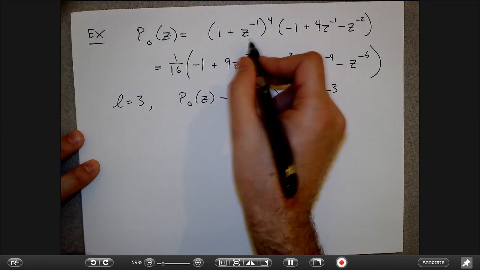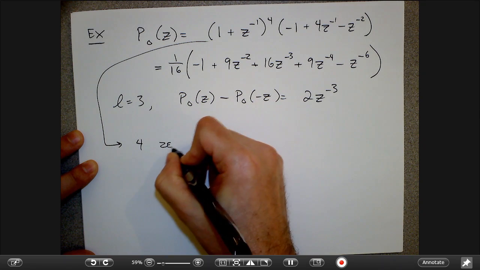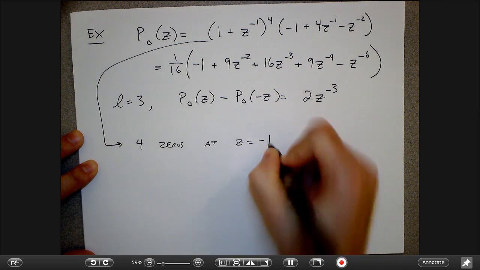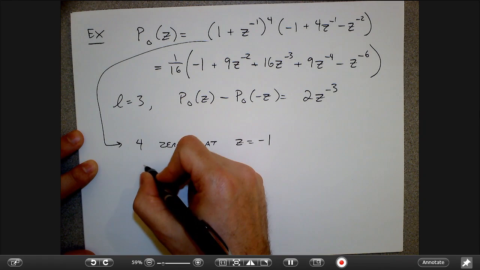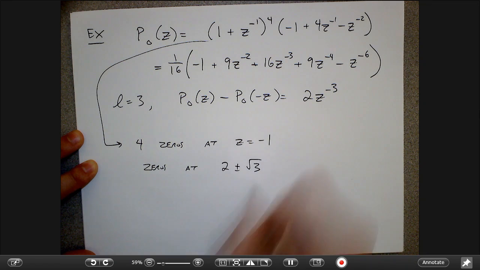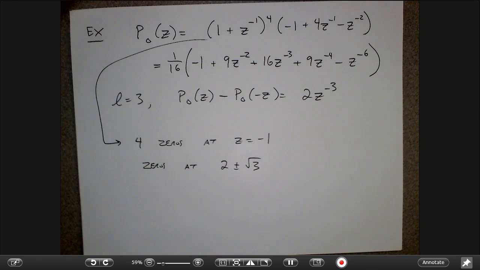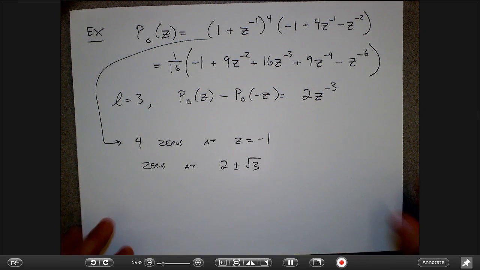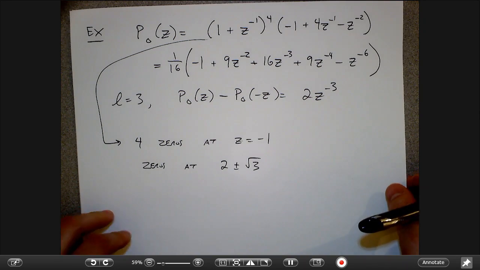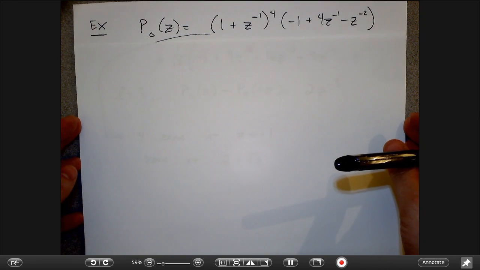And so again, I can think about where my poles and zeros are, right? So this guy has 4 zeros at Z equals minus 1, and it has zeros at 2 plus or minus square root of 3. So it's got a couple of complex zeros and a whole bunch of real zeros. And so then I have a bunch of choices about how I can apportion these zeros into the two different filters, G0 and H0, that I need. And so, for example, let me just make a little table. So if this is my original polynomial, then let's think about how I could apportion those zeros.